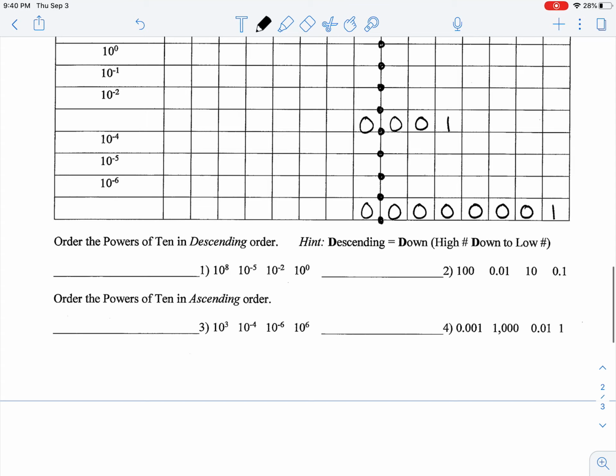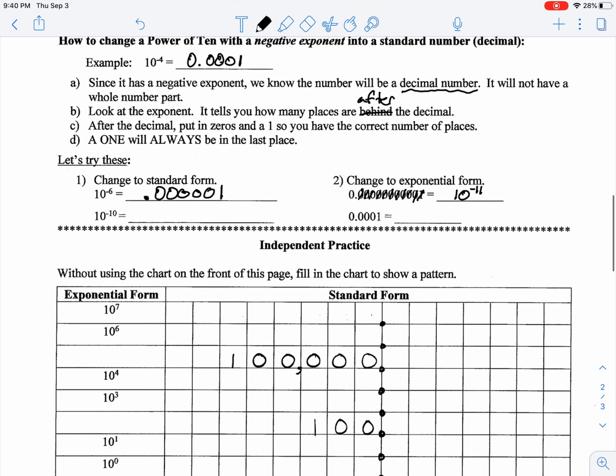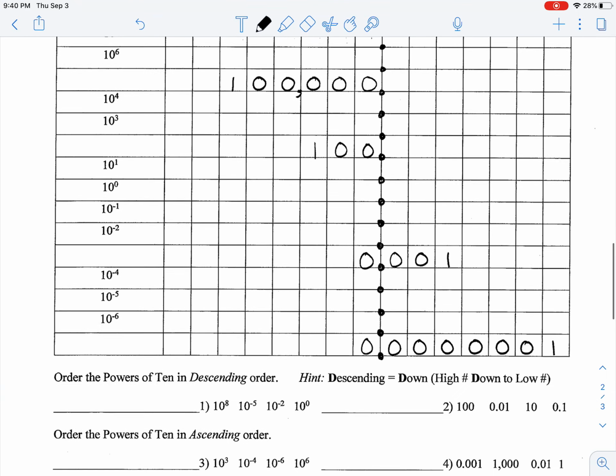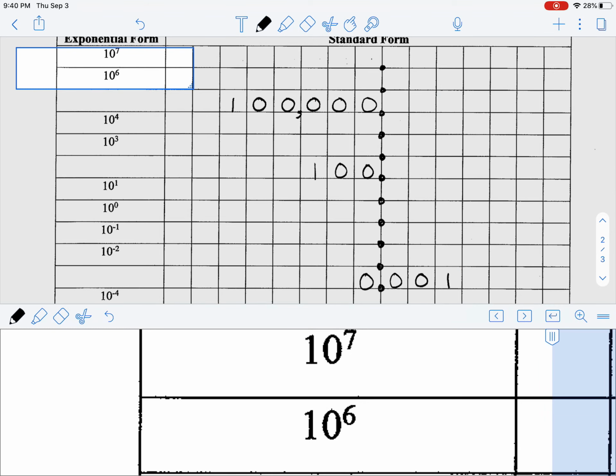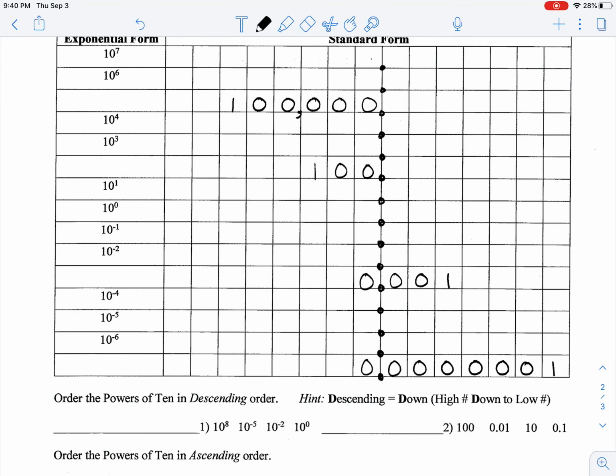Then we've got a few problems writing these lists of numbers in both ascending and descending order. Remember, descending means our numbers are going down, so from highest down to lowest. And ascending is the opposite. We are raising our numbers, so our numbers will be smallest to biggest. All right, so go ahead and complete this assignment. And you can snap a picture of that and turn it into the turn-in bin.